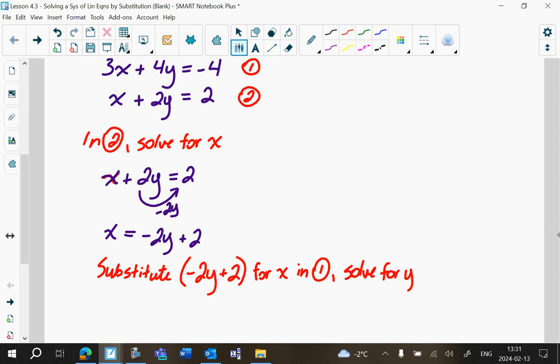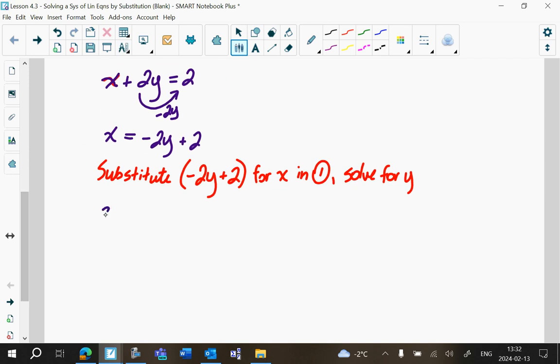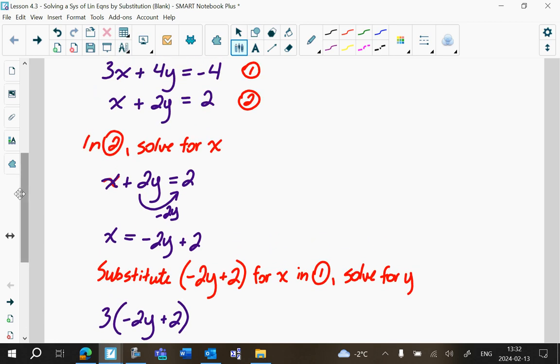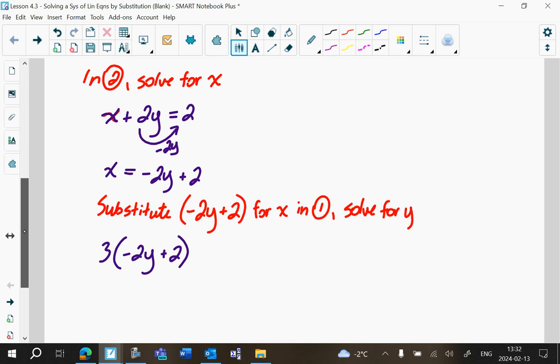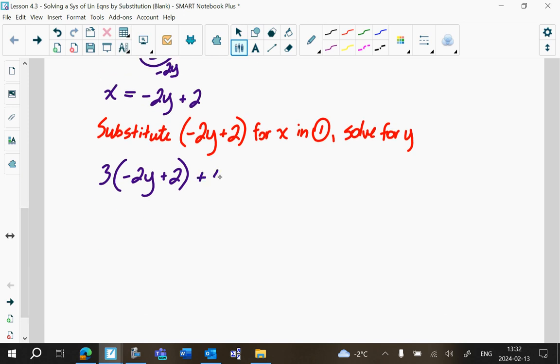So instead of writing 3x, I'm going to write 3 and then in parentheses this. So 3 times (-2y plus 2), and then finish writing the rest of the equation, plus 4y equals negative 4. So you see how we can use substitution to help us solve. And if we get this variable, it's easy to get the other one, because you just take that answer and plug it back into one of the original two to get x.